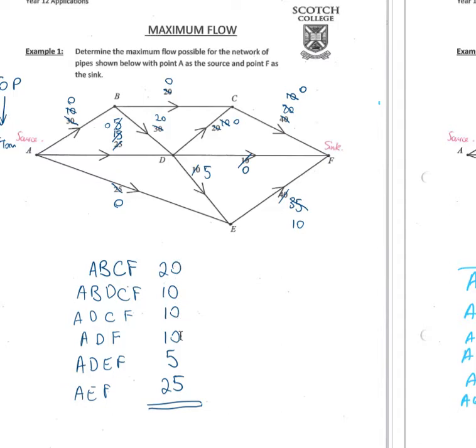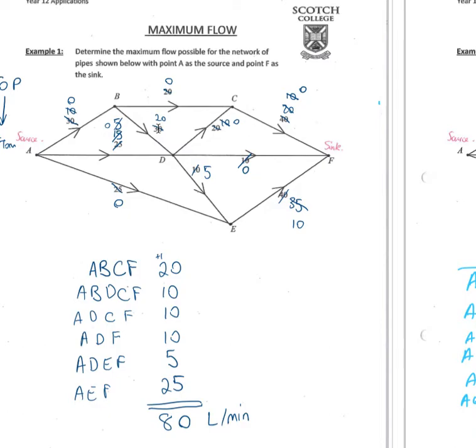0 plus 0 plus 0 plus 0 plus 5 plus 5 is 0, carry the 1. 3, 4, 5, 6, 8. And then there might be context of the question. In this case, it's just maximum flow, but it might be liters per minute. Now, this is our process for completing maximum flow.